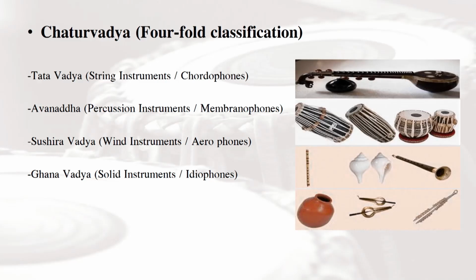Second category of instruments we have Avanaddha, which is percussion instruments, also known as membranophones or drums. These instruments have sound which is produced by the vibration of a stretched membrane or skin, usually by striking it with hands, fingers or sticks. These instruments are central to maintaining rhythm and tempo in performances.